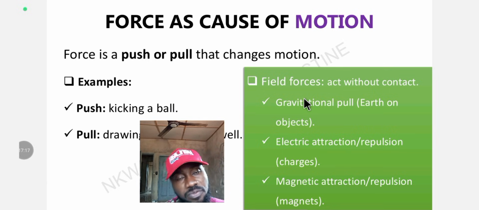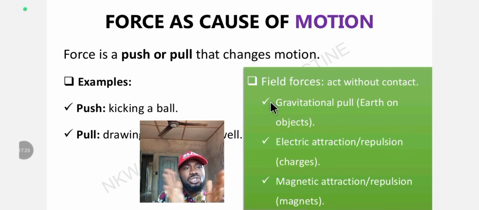Looking at the right hand side of the screen, you have field forces. And what is field force? It's simple. Field forces are the forces that act without contact. Contact is not required. No contact required, but this force will act.